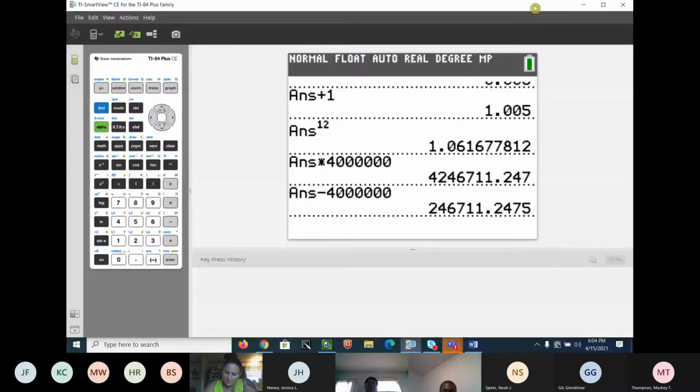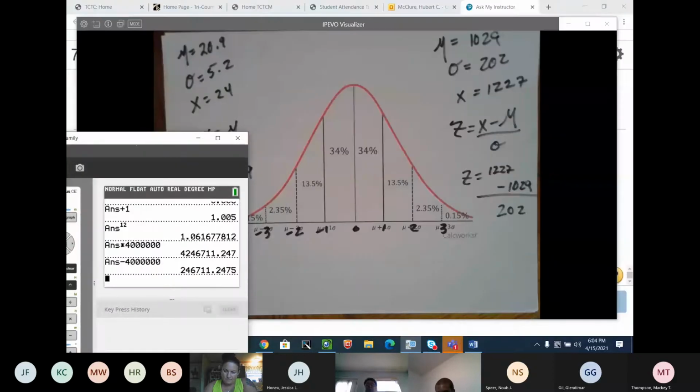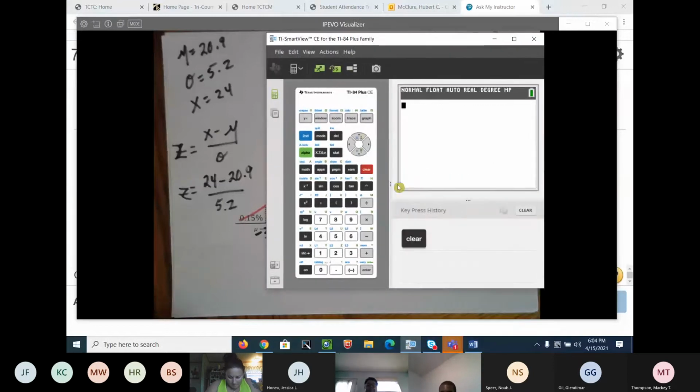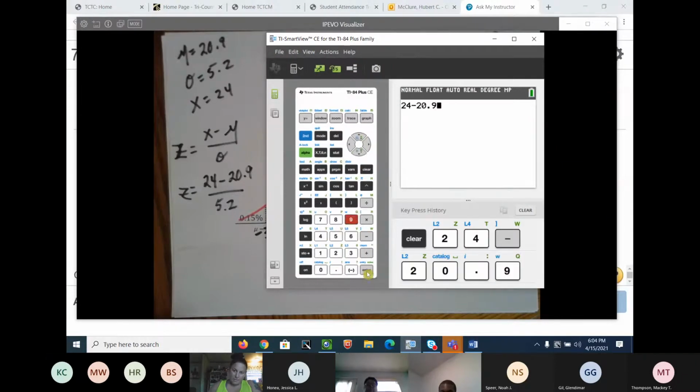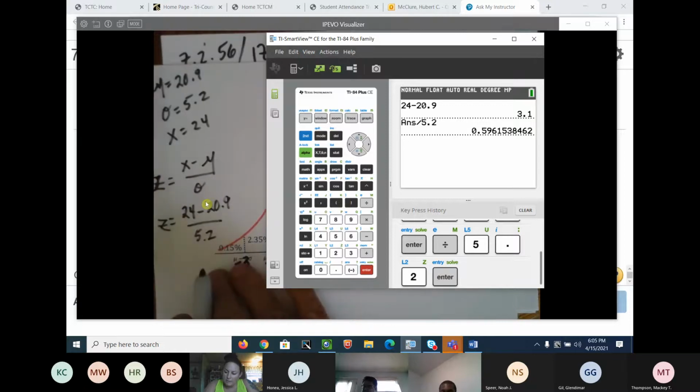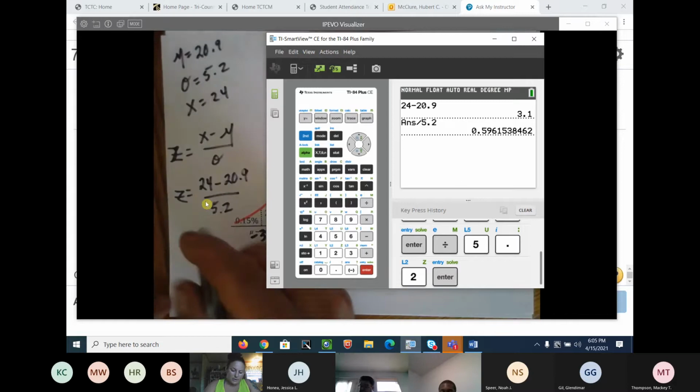I'm going to try to make my calculator smaller. There we go. Clear. 24 minus 20.9 divided by 5.2. And everybody should have got 0.6. I never do these right. I try to put them all in one question, and I'll never do them right in the calculator.